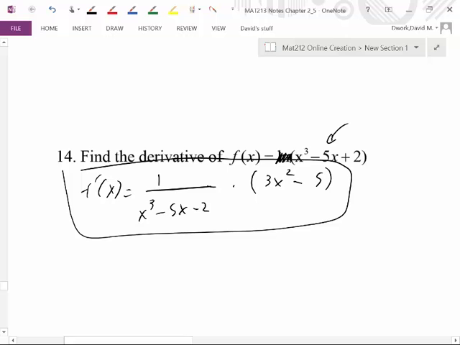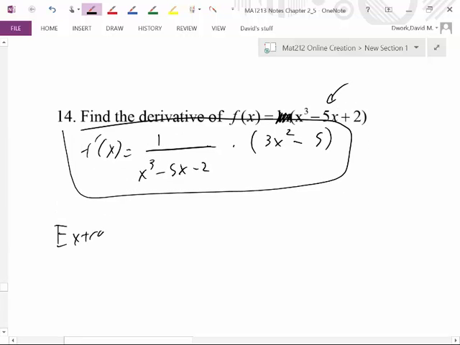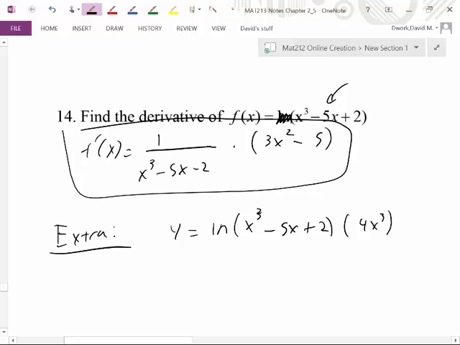Okay. Then I want to throw one more problem at you. This one will just be a little bit of extra that we didn't have on the sheet. How about this? Let's try this. Y equals the natural log of x cubed minus 5x plus 2 times 4x cubed. Okay, so now this problem, take a look, see what you see, take a pause. All right, you're ready to go.